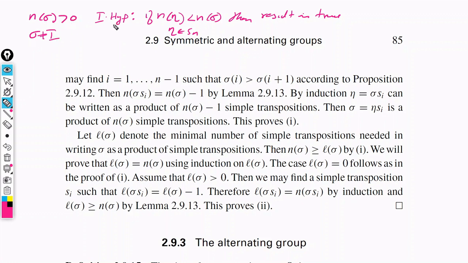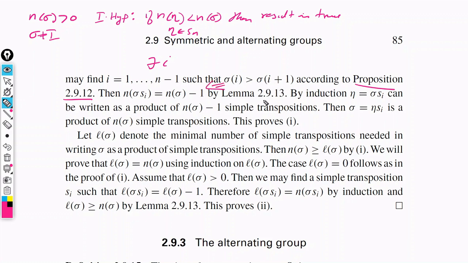Our induction hypothesis is: eta is a permutation in Sn. If n(eta) is less than n(sigma), then the result is true. True means eta is a product of n(eta) simple transpositions. That is our assumption. We have to show that sigma has such an expression. According to this proposition, we know that there exists an i from this collection such that sigma(i) is greater than sigma(i+1).